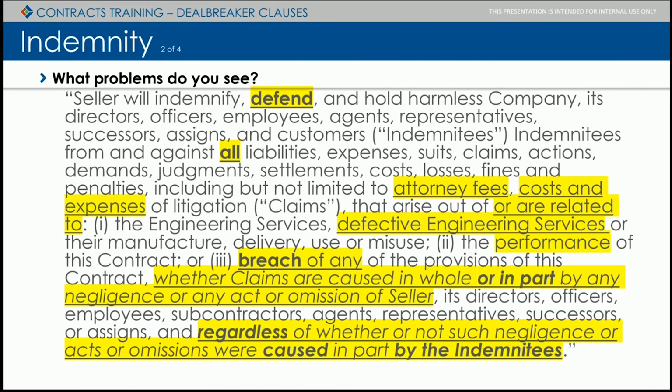Another thing, in section 3 here: breach of any of the provisions of this contract, whether the claims are caused in whole or in part by any negligence or any act of omission of seller. So what that is saying, and this is something that a lot of these companies, clients will want us to indemnify them for their own negligence. That is not commercially reasonable in any realm. Why would we cover you for your own wrongdoing? So that's an example of something we see often that we don't want to agree to.